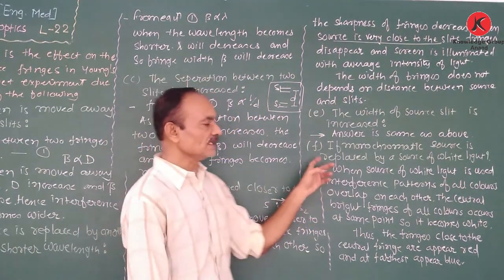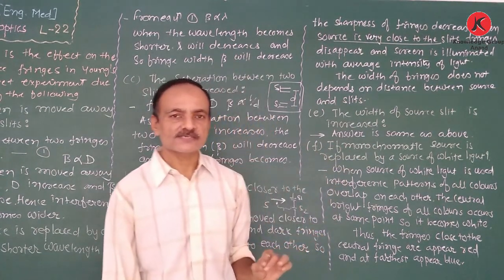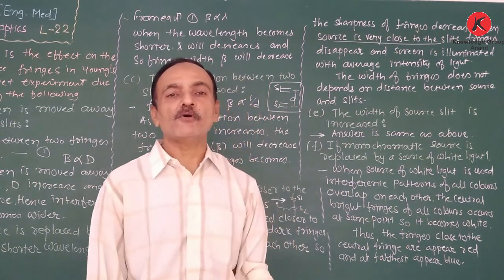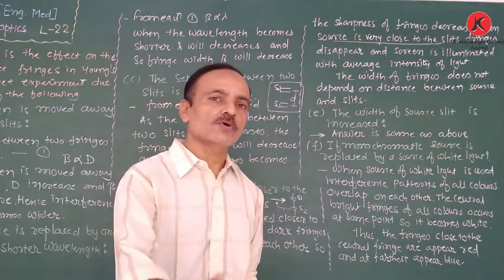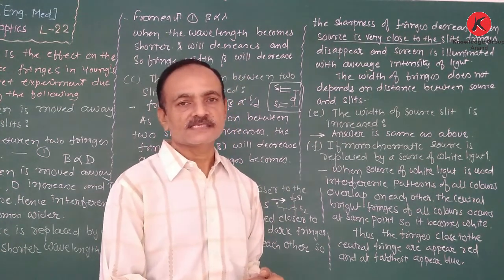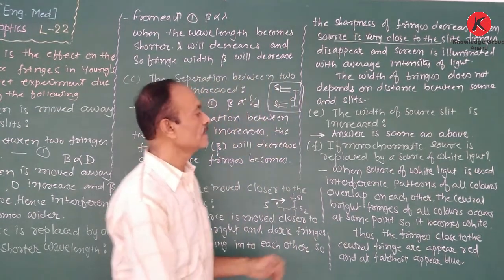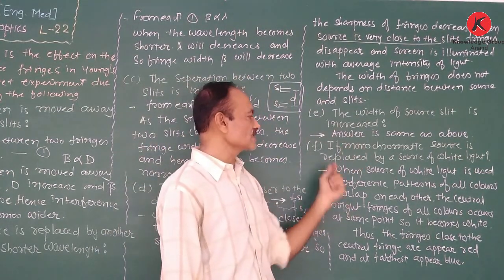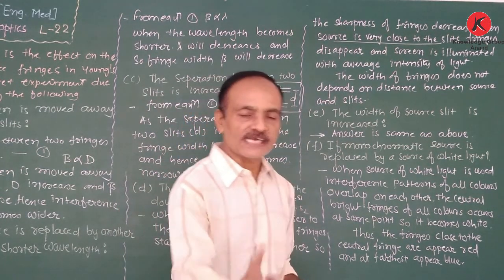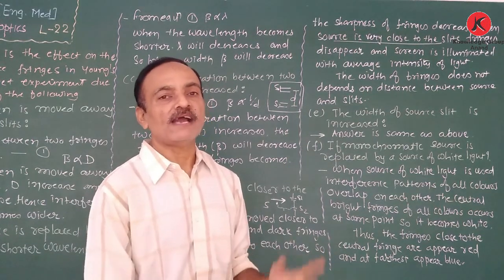Now the last portion. In stationary interference, or in Young's double slit experiment, we are using monochromatic light. That means a source with a single wavelength. Generally, we are using yellow or orange light, sodium light. If the monochromatic source is replaced by a source of white light, so instead of this monochromatic light, that means the sodium lamp, we are using white light. What happens?